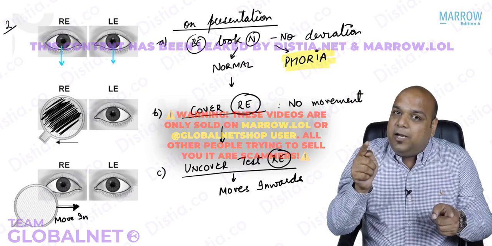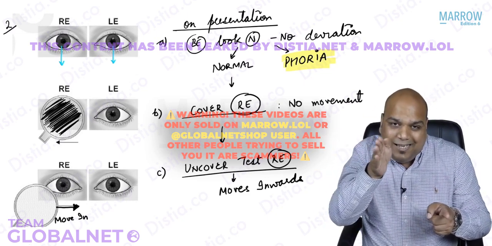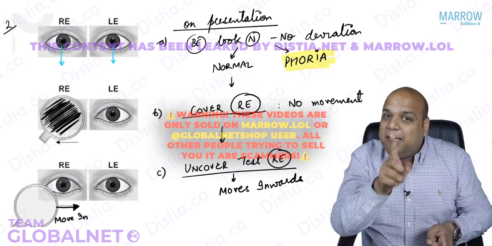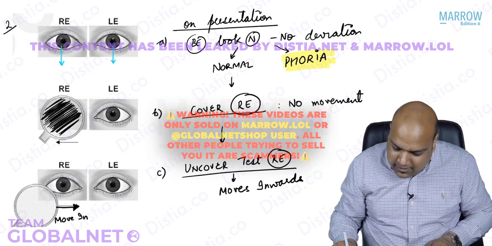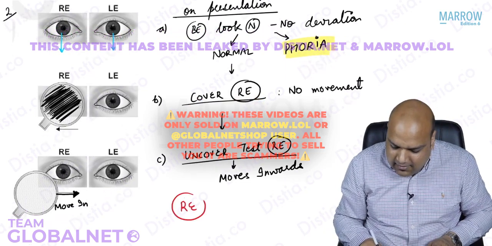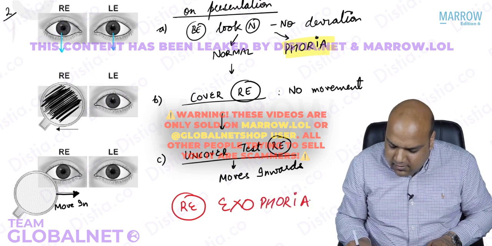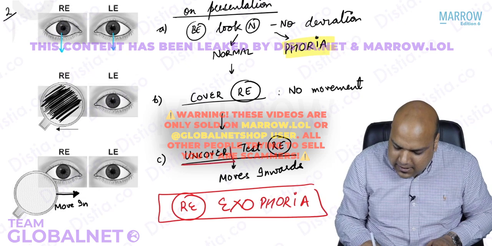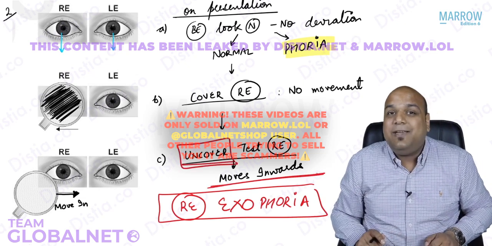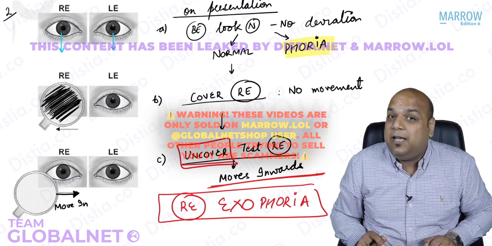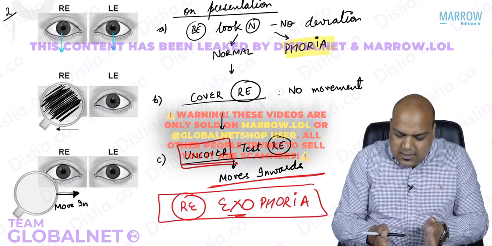Again, following our mnemonic, direction of deviation exo is opposite to the direction of movement, which is inwards. Am I making myself very clear? So that means in this case, what is my diagnosis, everybody? Right eye exophoria. I hope I am very clear. Which test am I doing here? Uncover test. Phoria. On phoria, it is moving inwards. Everybody, on uncover, it is moving inwards. That means the direction is exo. Right eye exophoria.